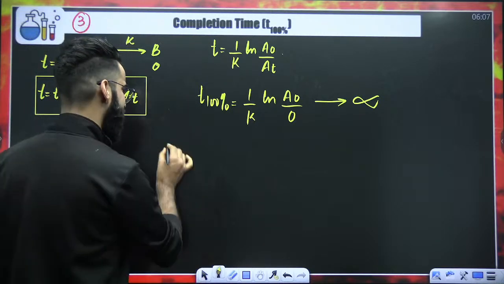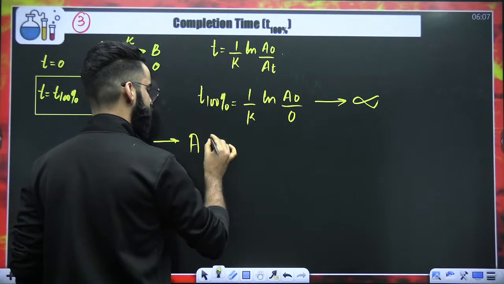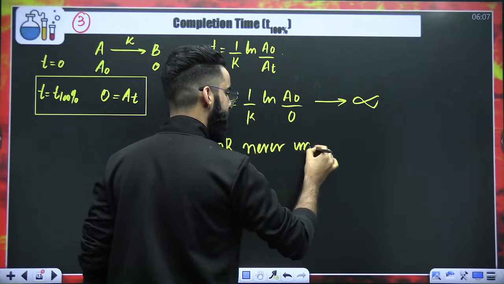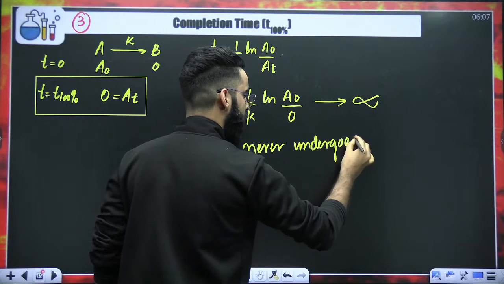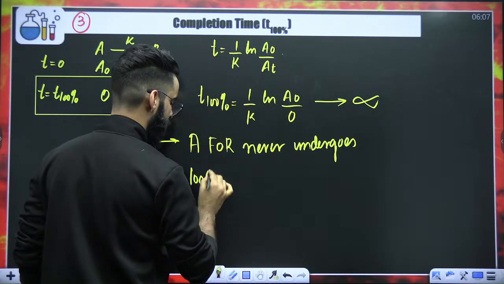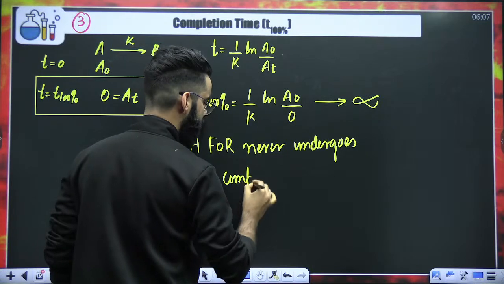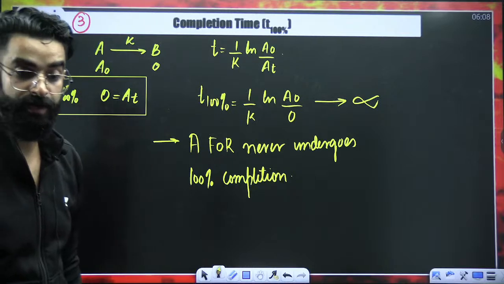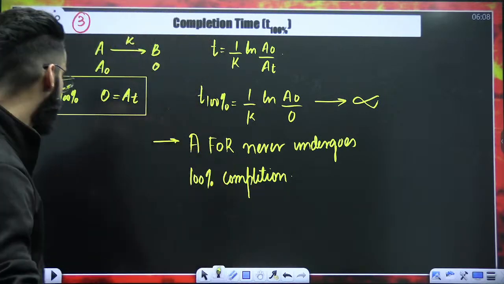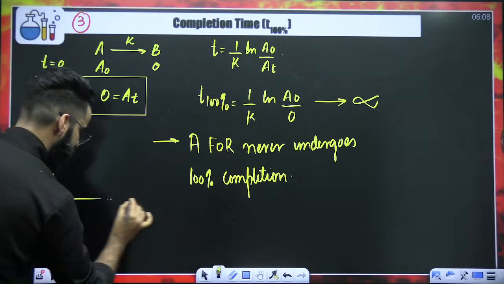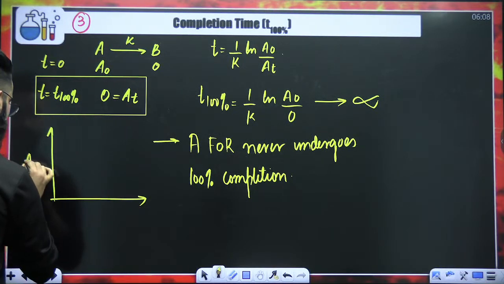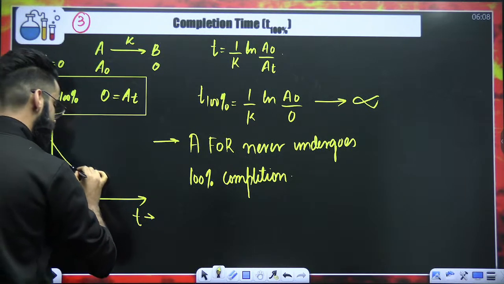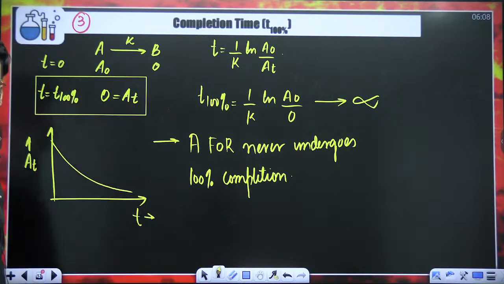What does that mean exactly? That means a first order reaction never undergoes 100% completion. Do you remember a few minutes back I made one graph? The graph was like this: At versus t. And the nature of the graph was like this, right?